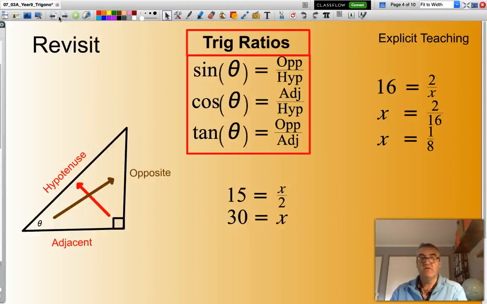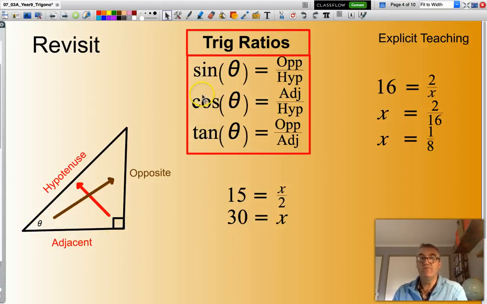Now, just as a recap from some of the previous sessions, we've looked at naming the sides in a right-angled triangle. They are either the hypotenuse, the side across from our right angle, the opposite, the side that is across from our reference angle, or adjacent, which is the side between the reference angle and the right angle.